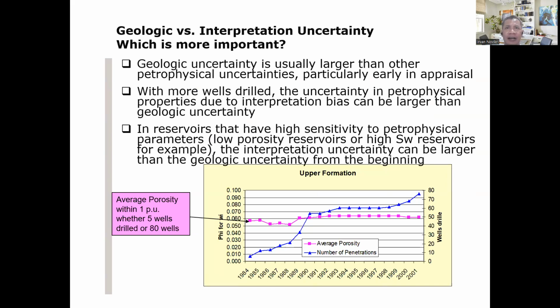Geologic uncertainty is inherent variability, a lack of knowledge about the subsurface properties of the reservoir. Interpretation uncertainty, on the other hand, arises from the subjective interpretation of the data and can be influenced by bias. Determining which is more important depends on the specific context of the reservoir characteristics, but in some cases interpretation uncertainty can be larger than geologic uncertainty, especially in reservoirs with high sensitivity to the petrophysical parameters.